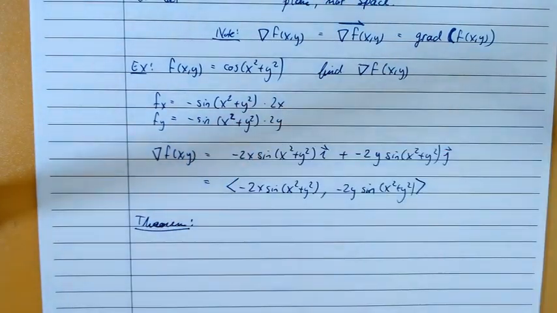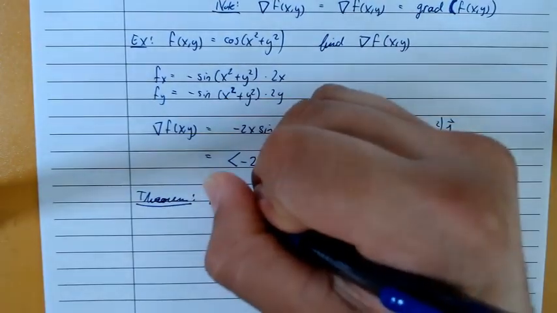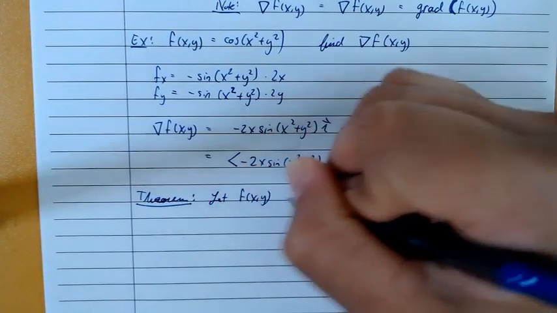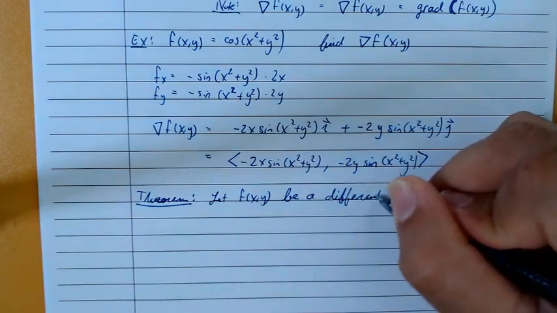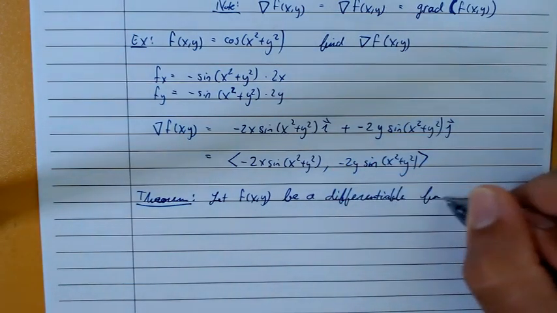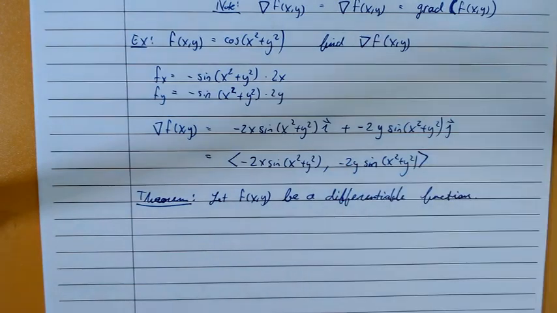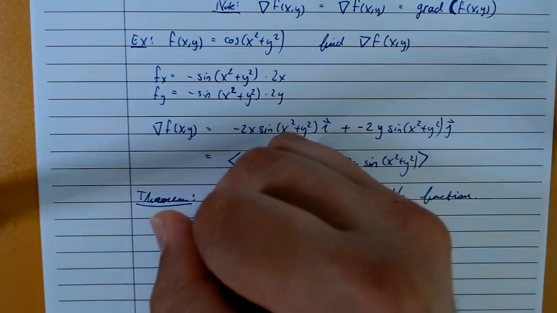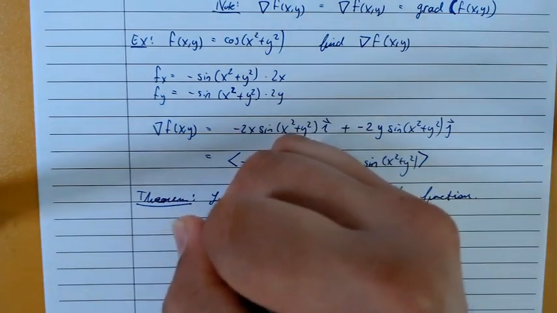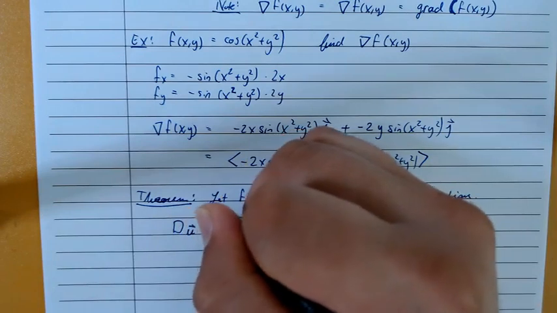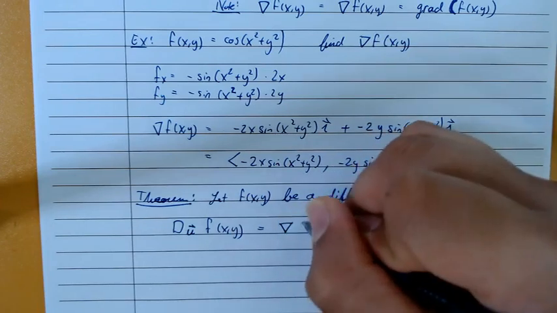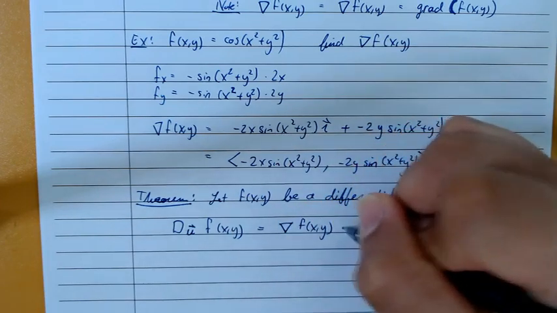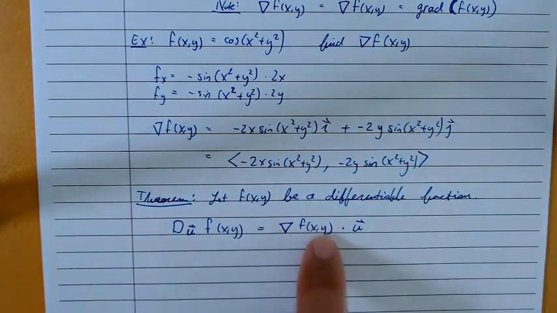First of all, let f of x comma y be a differentiable function of two variables. Then the directional derivative in the direction of a vector u of a function f of x comma y is equal to the gradient of f dot u. That's a vector. That's a vector. You can take their dot product.